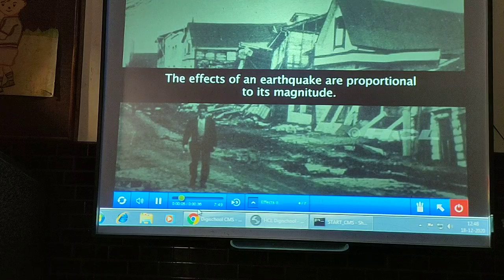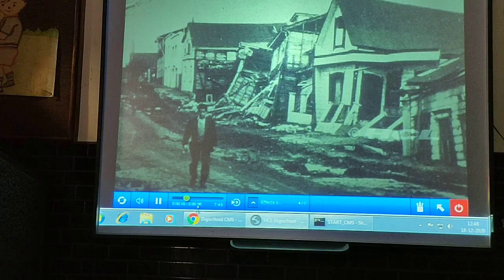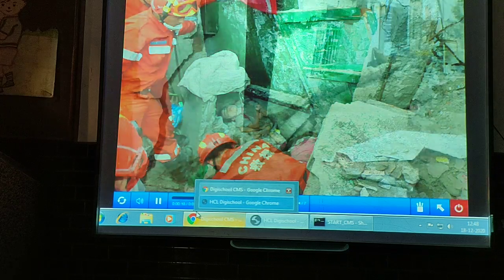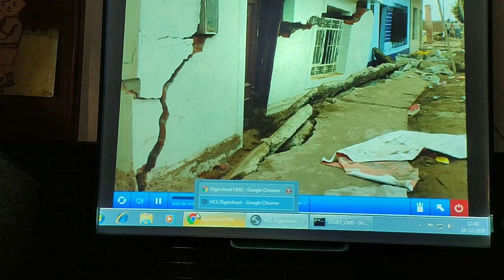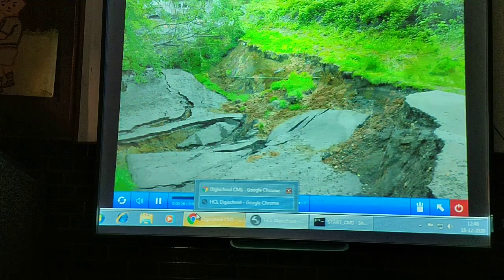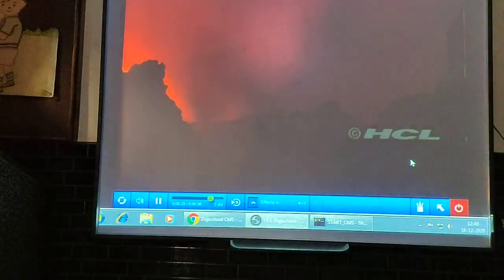The effects of an earthquake are proportional to its magnitude. Major earthquakes are less frequent and can cause devastating effects such as loss of human life and damage to buildings, dams, and other property. Major earthquakes can also cause landslides, tsunami, and volcanoes.